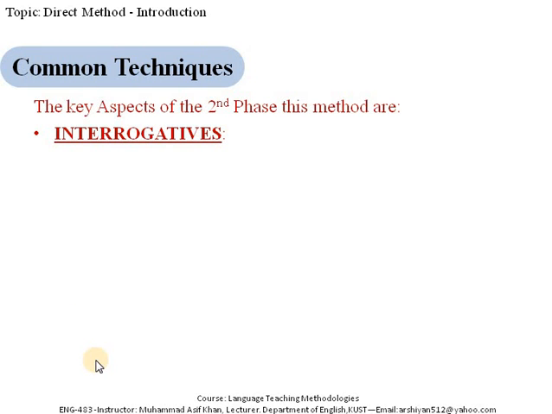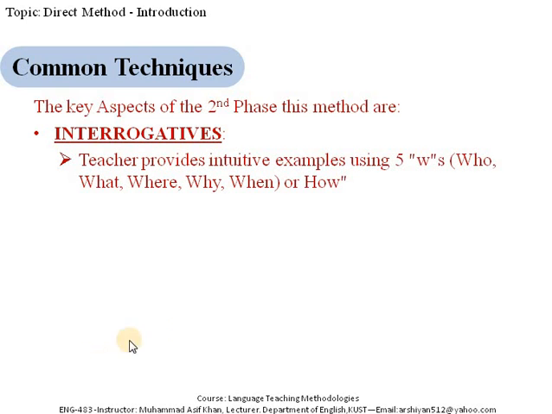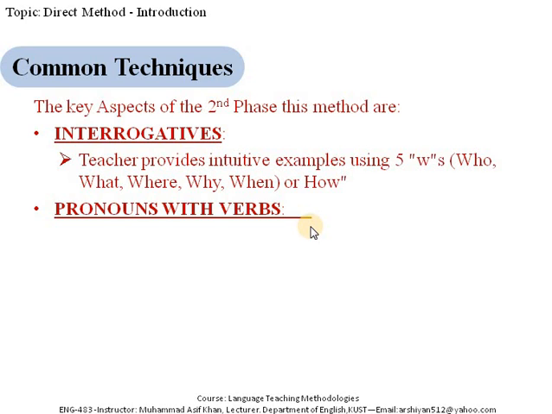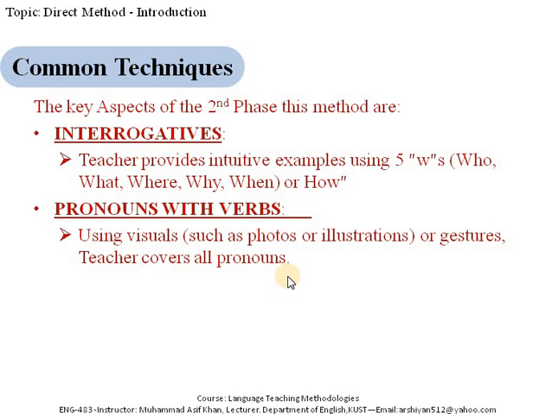After that, another phase comes where a teacher provides intuitive examples by using 5 W's, and these interrogative questions help to develop the conversational abilities of the students. Then comes the stage of pronouns with verbs. In this phase, we see that the teacher uses visual aids, and he shows photos and gives illustrations or gestures, and then the teacher covers all the pronouns. Students have to connect different pronouns with these very verbs, and in this way they form complete sentences.